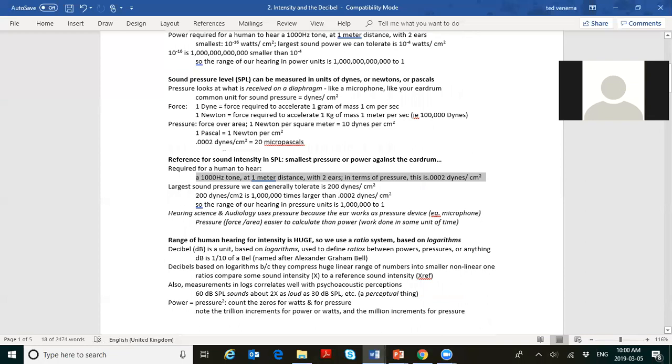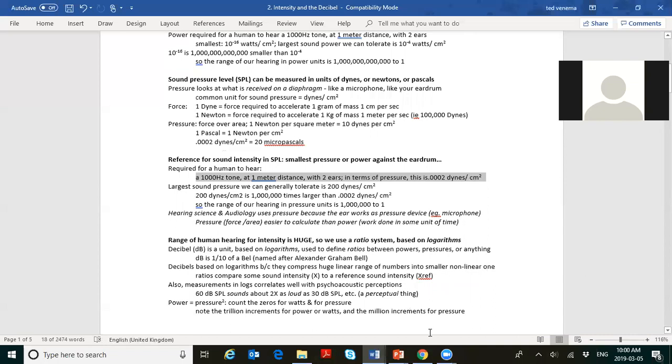If you were sitting 1 yard away from a speaker and a 1,000 hertz tone was being played from the speaker and they turned it down, down, down, down till you couldn't hear it anymore, right at that point, you would be measuring about 0.0002 dynes per centimeter squared against your eardrum.